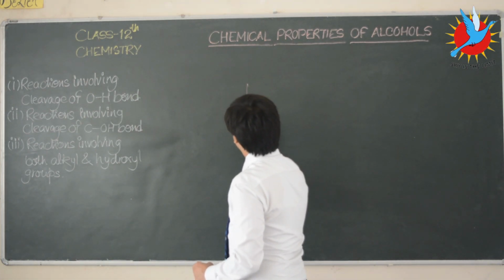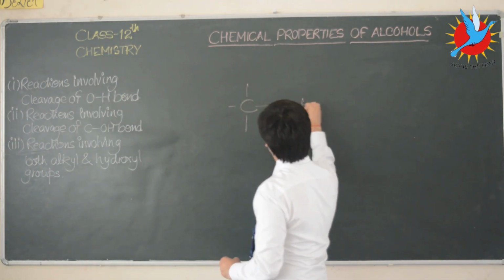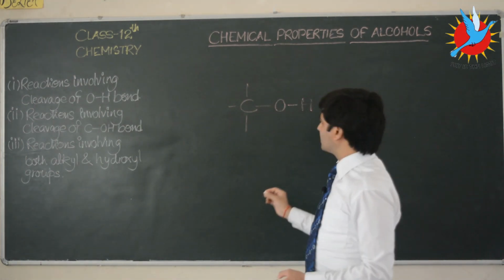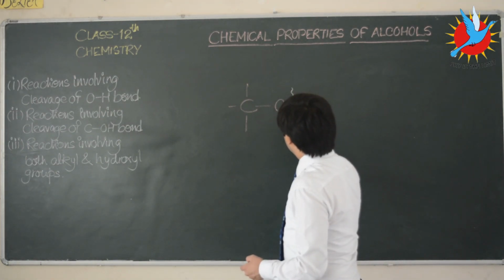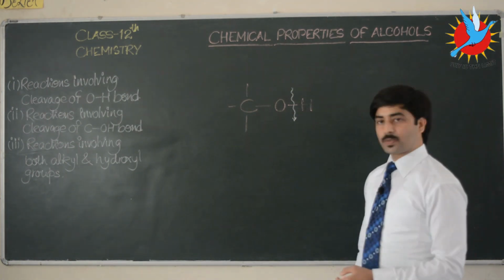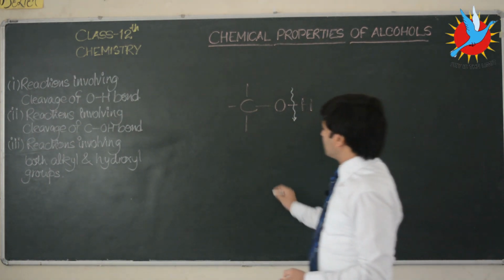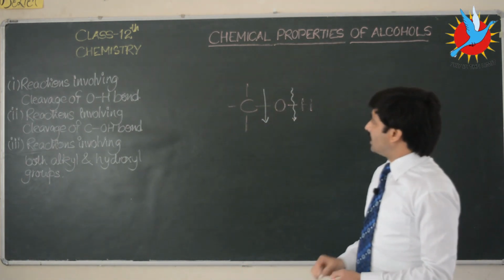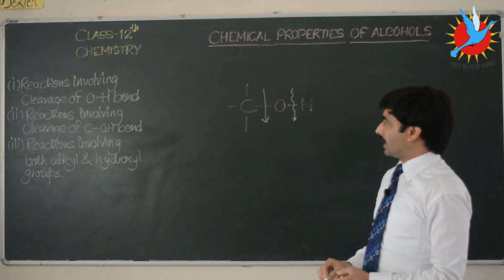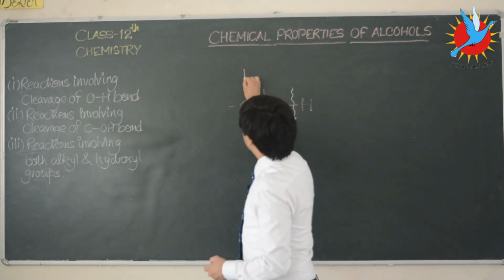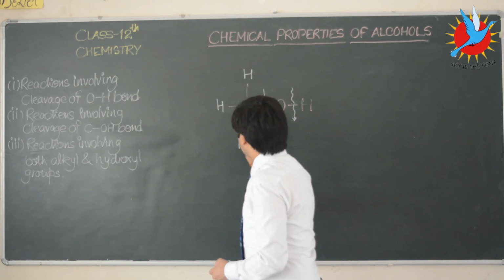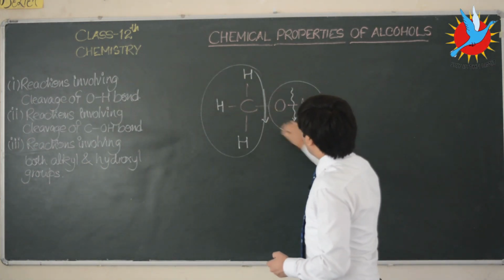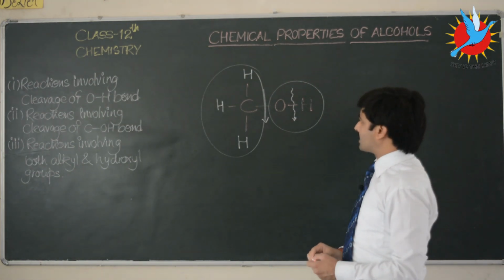This is the general formula for alcohol. The first type of reaction are those reactions in which OH bond gets broken down. Second type of reactions are those reactions in which C-OH bond gets broken down. And third type of reactions are those reactions in which both alkyl group as well as hydroxyl group will participate.